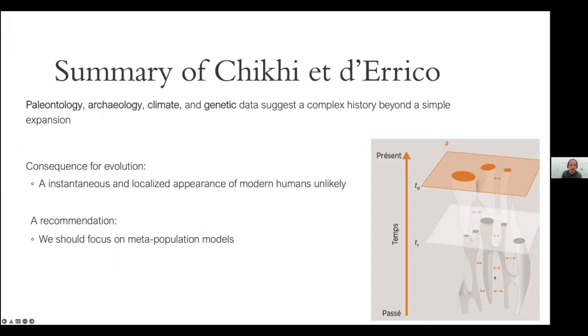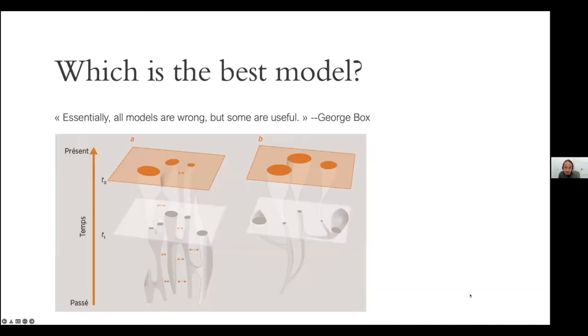So the main conclusion is it's unlikely that we had a single ancestral population, and the emphasis of these papers was that, well, we shouldn't try to fit these single expansion models. We should try to fit models like these ones, right, that have a lot of populations splitting and merging. So this is something I completely agree with.